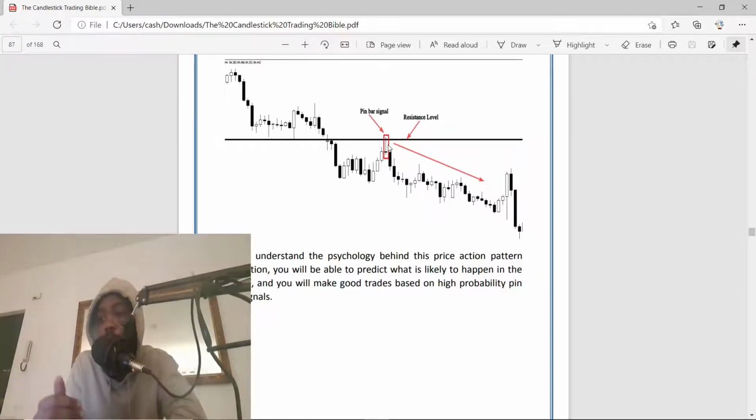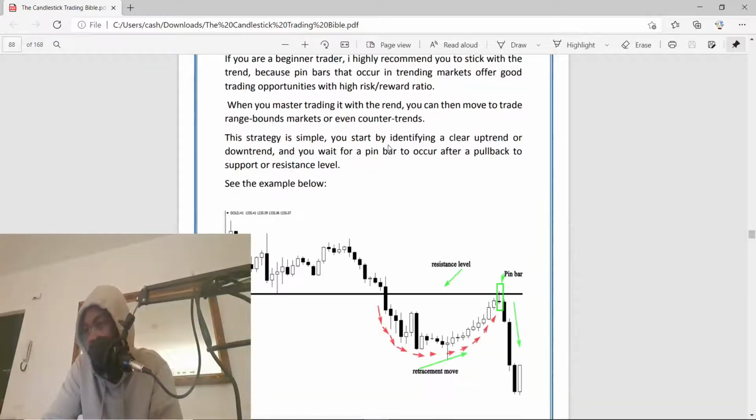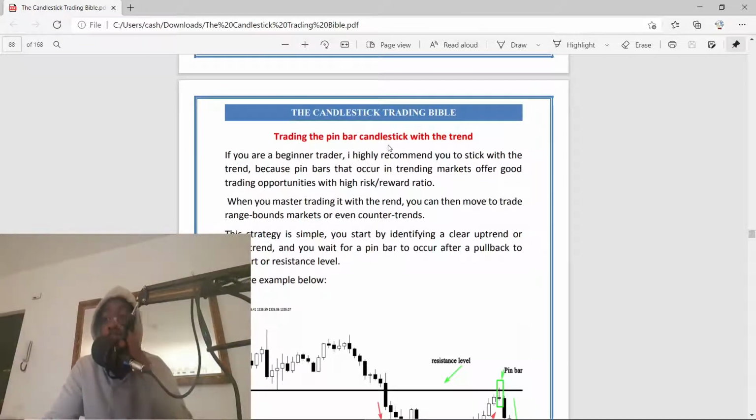So if you understand the psychology behind this price action pattern formation, you'll be able to predict what is likely to happen in the future, and you'll make good trades based on high probability pinball signals. So now, trading the pinball candlestick with the trend. If you're a beginner trader, I highly recommend you stick with the trend, because pinballs that occur in trending markets offer good trading opportunities with high risk reward ratios. When you master trading with the trend, you can then move to trade range bound markets or even counter trends. But if you're making money with what you're doing, why change it? Why tinker? Continue doing what you're doing.